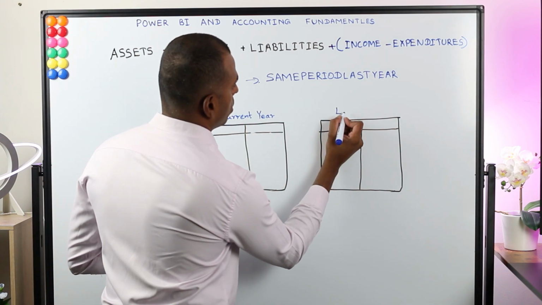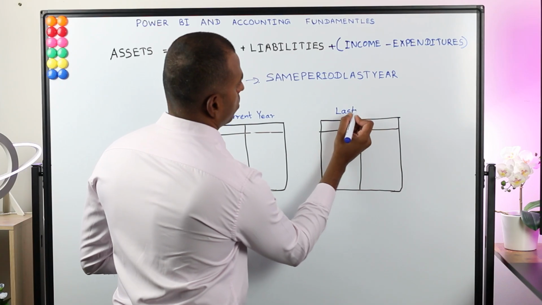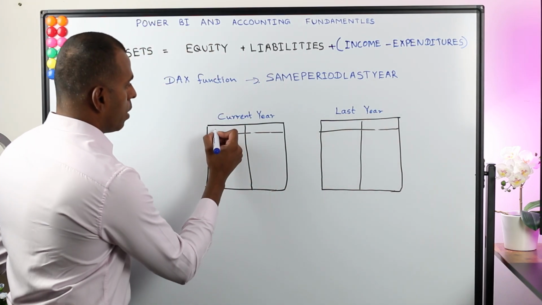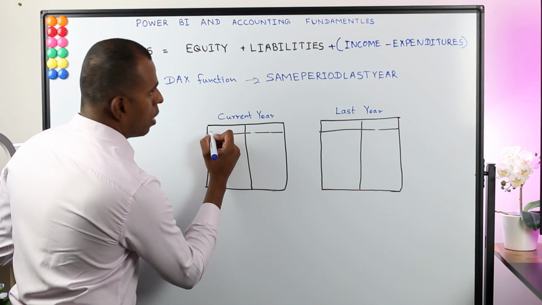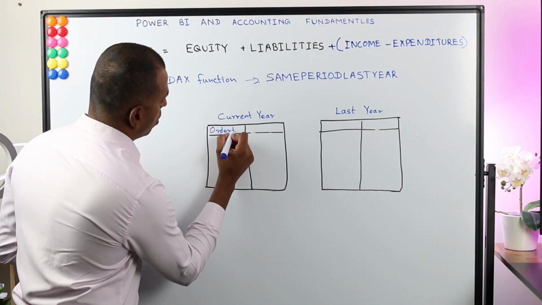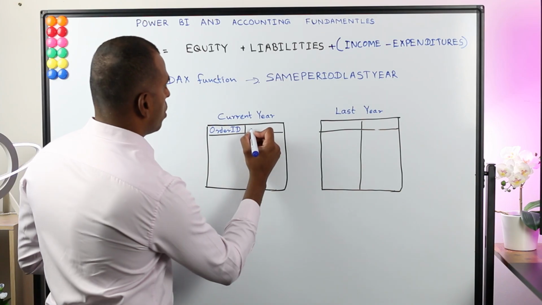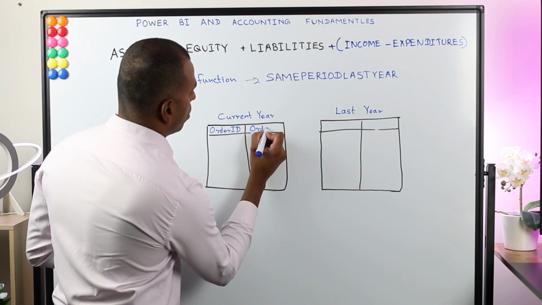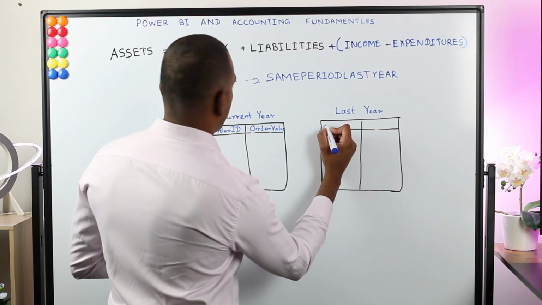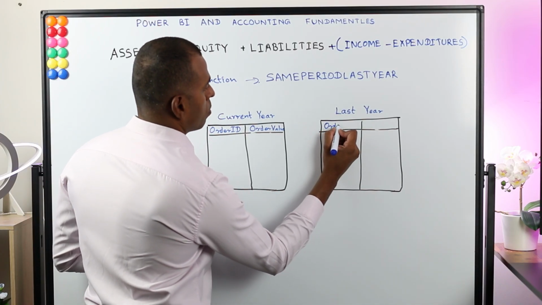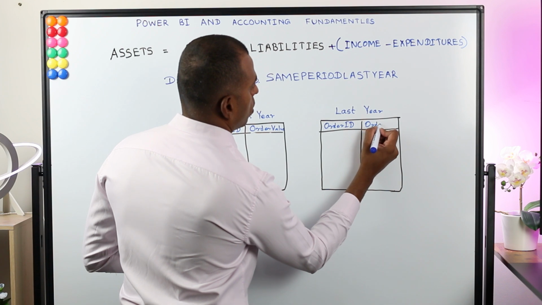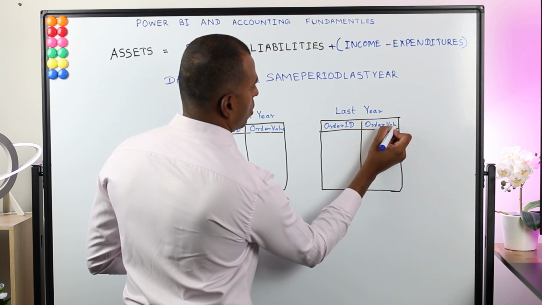That's the last year. Right, in here you can put the order ID. It's order value. So same order ID, order value.